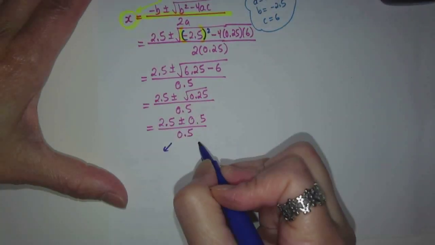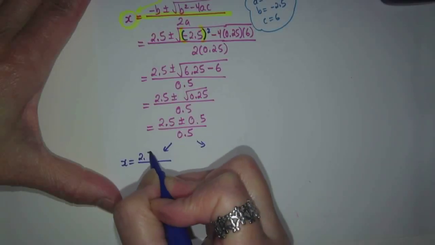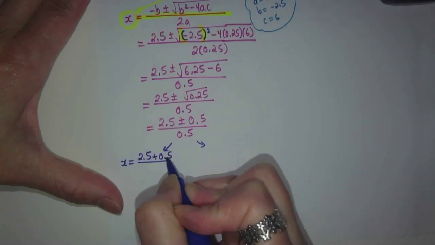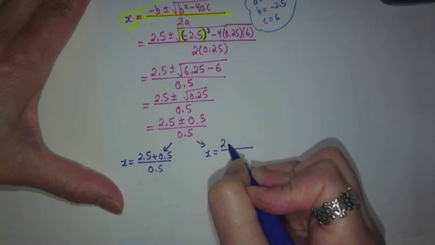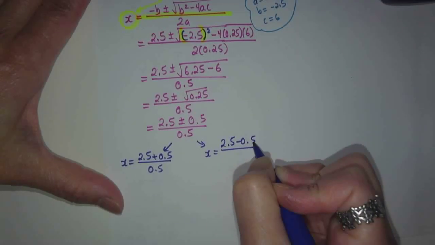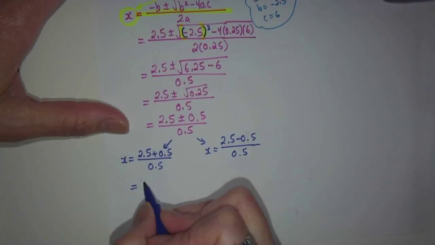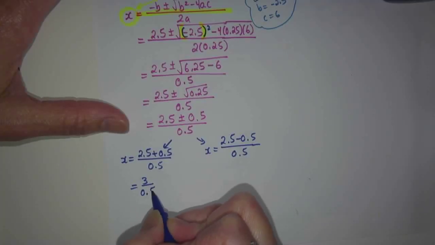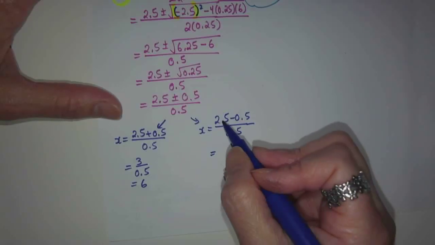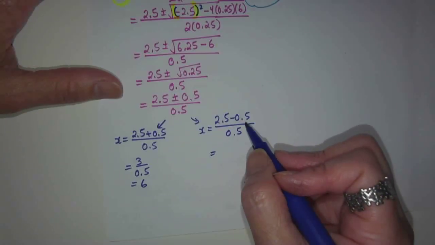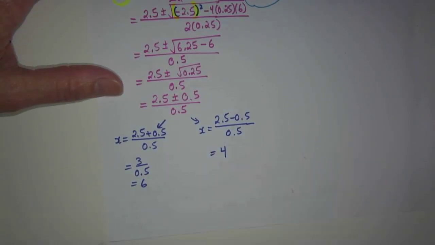Then we're going to take this and split it into the two answers. So x would equal 2.5 plus 0.5 over 0.5, or x equals 2.5 minus 0.5 over 0.5. So 2.5 plus 0.5 is 3, over 0.5, which gets me 6. If you do that on your calculator, 2.5 minus 0.5 is 2, divided by 0.5 would get me 4. So I get 2 answers.